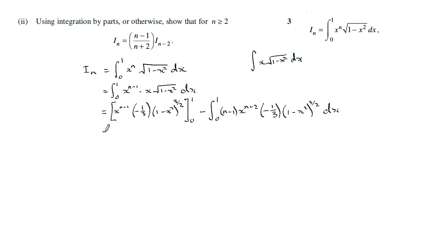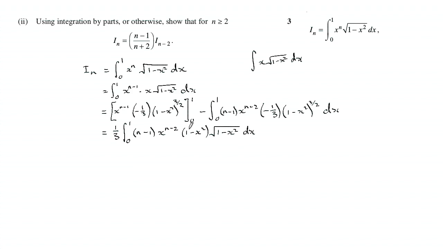And then let's bring the negative a third out the front so that those negatives will cancel. And we've got a third integral from 0 to 1. I could have taken that minus 1 out the front too. So we've got the x to the n minus 2. And then, okay, let's think about how we're going to deal with this power of 3 over 2, because we don't want that. What we want to have is something involving n minus 2, which is going to be x to the n minus 2 times root 1 minus x squared. So what we could do with this is split it up into 1 minus x squared times root 1 minus x squared.